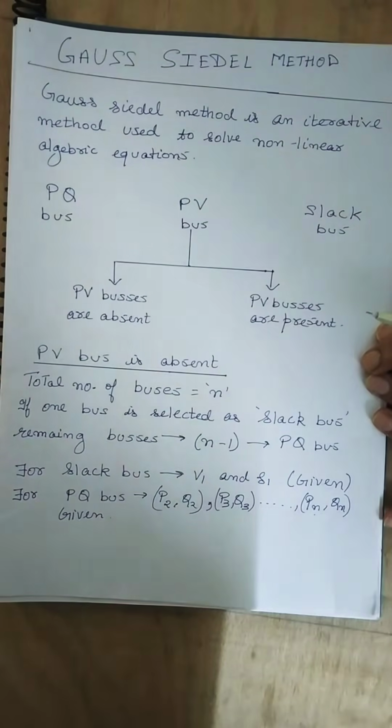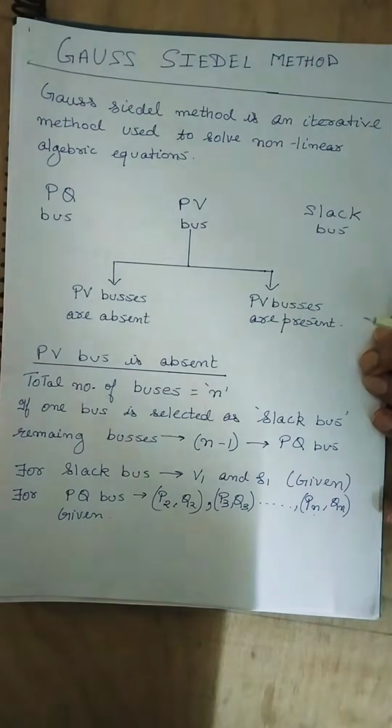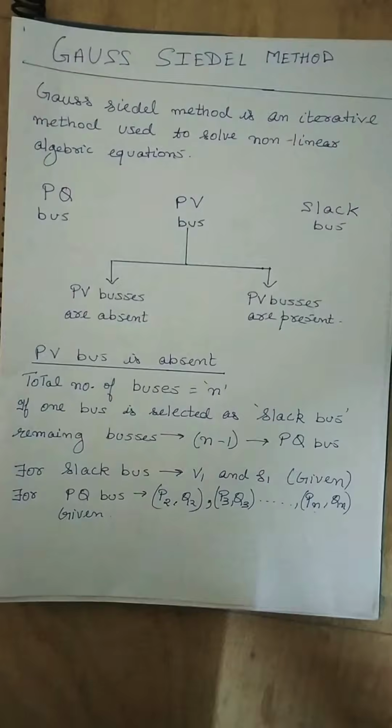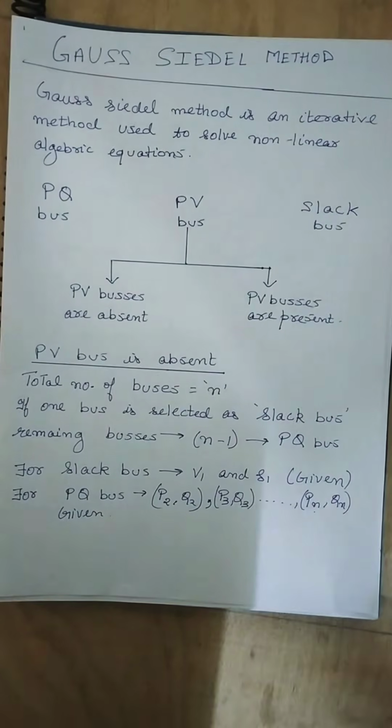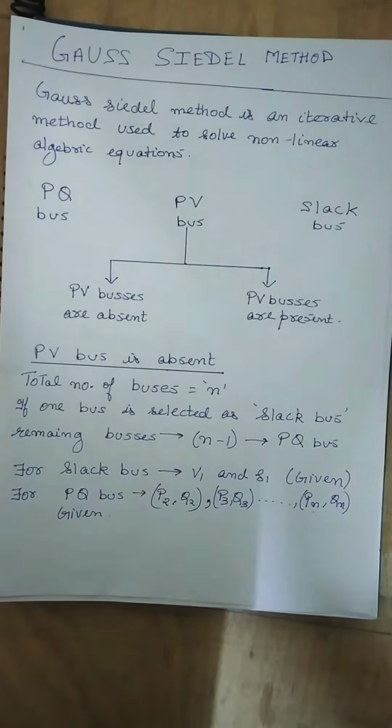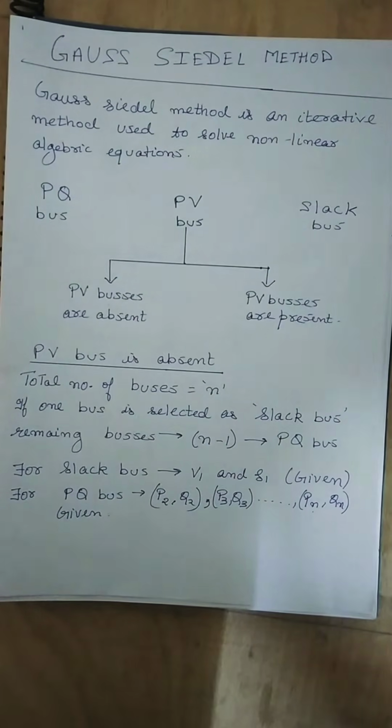The point here is why we use this: because there are non-linear algebraic equations in our power flow studies. Non-linear algebraic equations cannot be solved with simple mathematical solutions. So there are some iterative methods to solve them, and one of them is the Gauss-Seidel method. So let's discuss this. The Gauss-Seidel method in our load flow studies can be used for two types of systems.